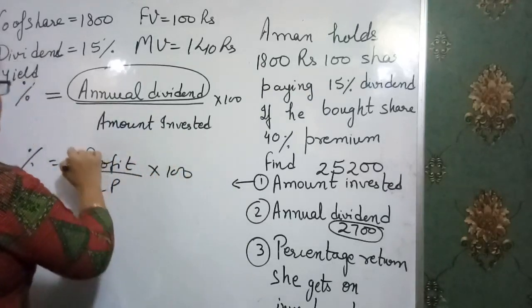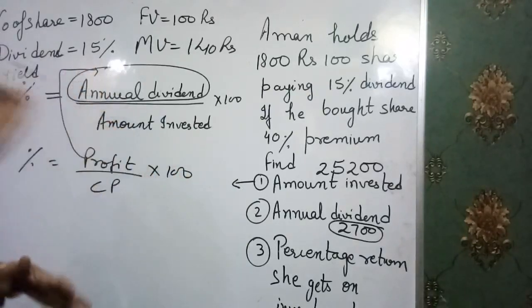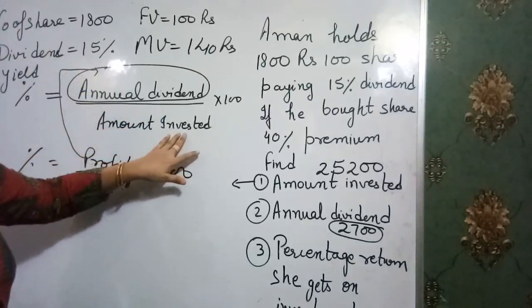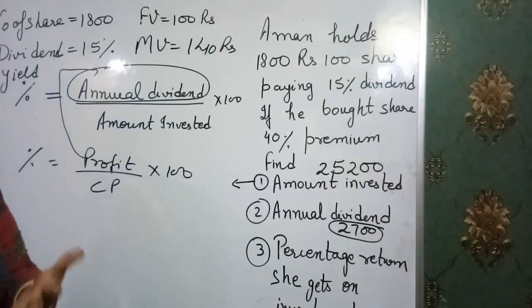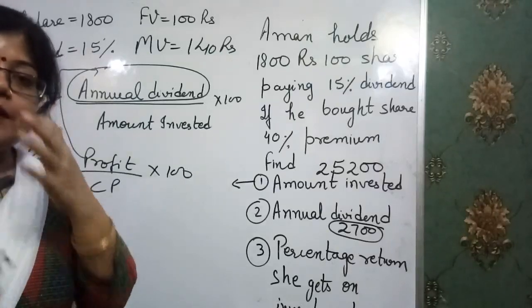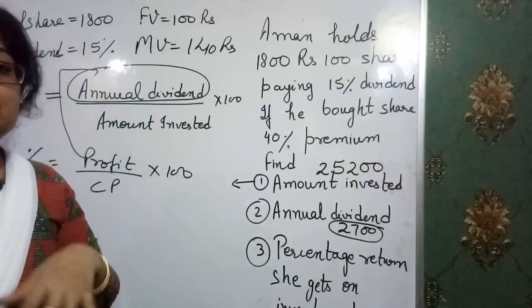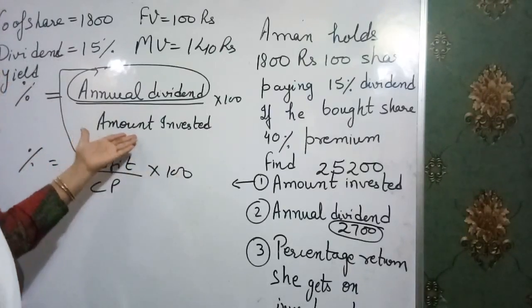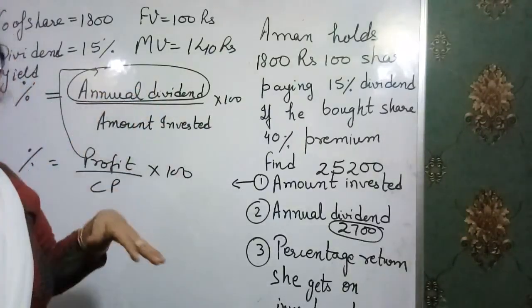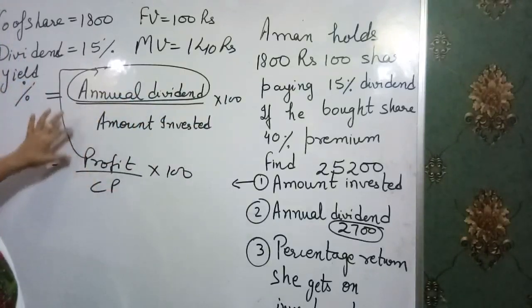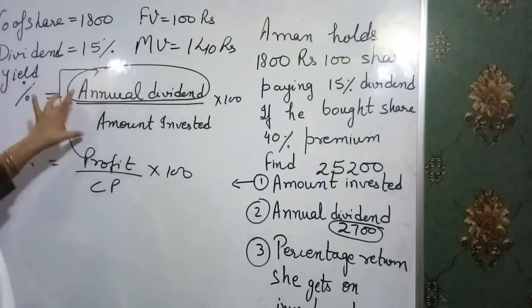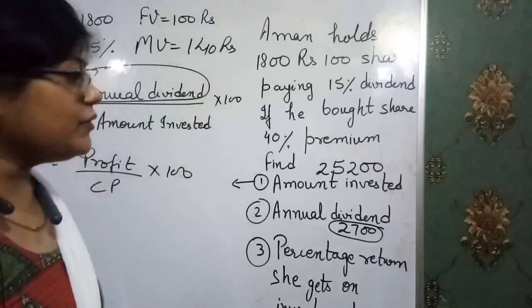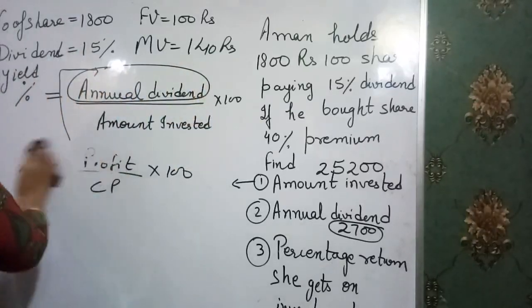In the same way, what is profit? The annual dividend we receive from the company. And what is CP? The amount we invested in the company in order to buy the share. Whenever we invest any money in the company in order to buy the share, it is the cost price of the shareholder by which he invested in the company and got the shares. So annual dividend is in the numerator and amount invested in the denominator, into 100 because you are finding the percentage.